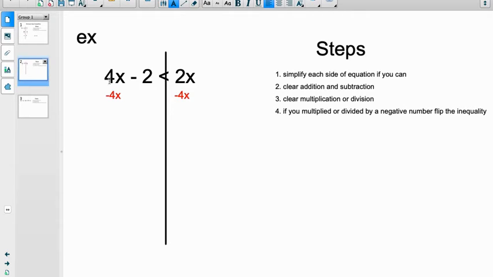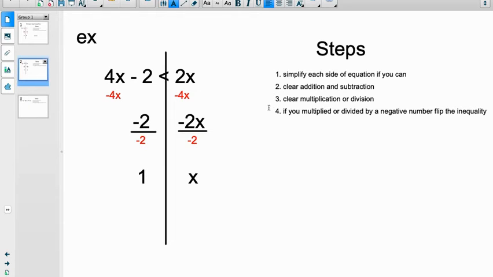So to do that, subtract 4x on both sides. Gets rid of it on this side, comes down on that side. So all that's left on the left side is negative 2. And then you're left with negative 2x on the right side. Then we need x by itself, so we need to divide both sides by negative 2. When we do that, we're left with x on the right side and 1 on the other.